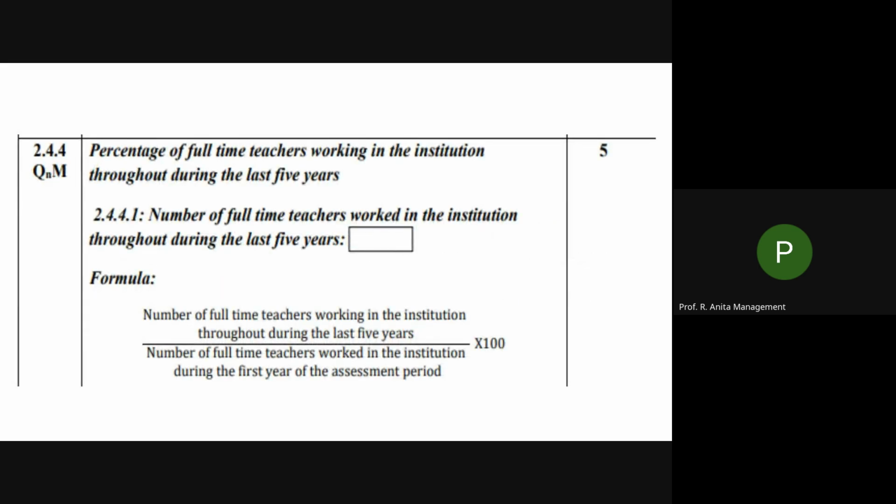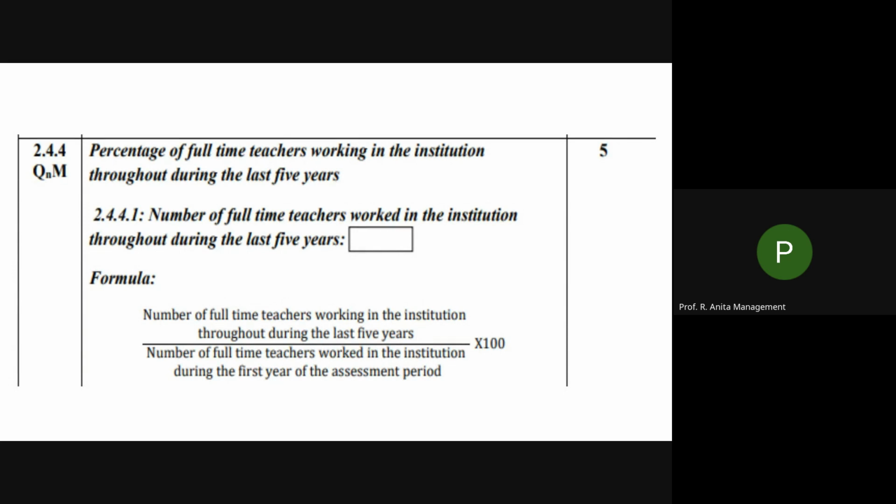And then the percentage of full-time teachers working in the institution throughout the 5 years. For this, the formula is the number of full-time teachers working in the institution throughout the 5 years divided by the number of full-time teachers who worked in the institution during the first year of assessment. Are there still so many faculty who were there in the first year? How many are there after 5 years? So it is whether we are able to retain the faculty or not, and they'll test that with this particular metric.